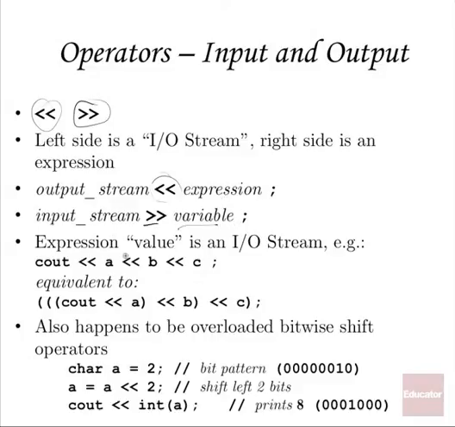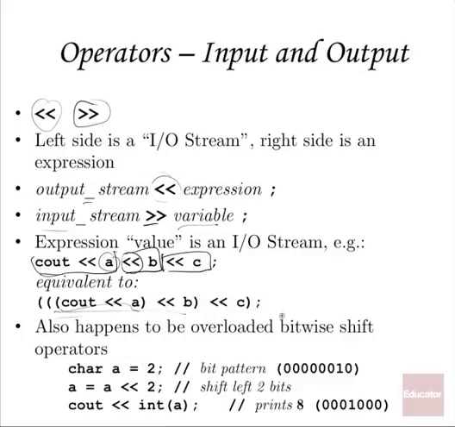So the expression value is an I/O stream such as cout. Now here we have cout, it goes left to right. It takes A, inserts it, and returns an I/O stream. This expression returns an output stream as its result. And that output stream then gets B sent to it. That returns a result, which is the output stream, and that gets C output. And that's how you do this. A will be sent, then B will be sent, then C will be sent. So it's equivalent to this in parentheses, then that, and then that.